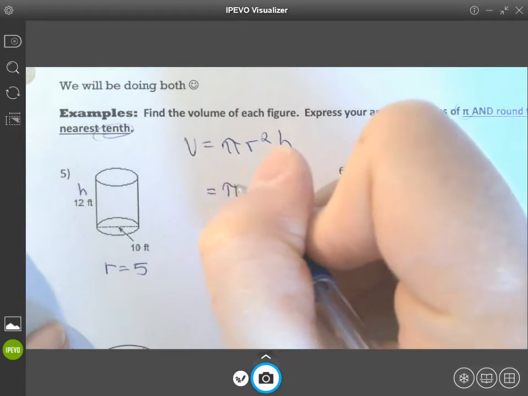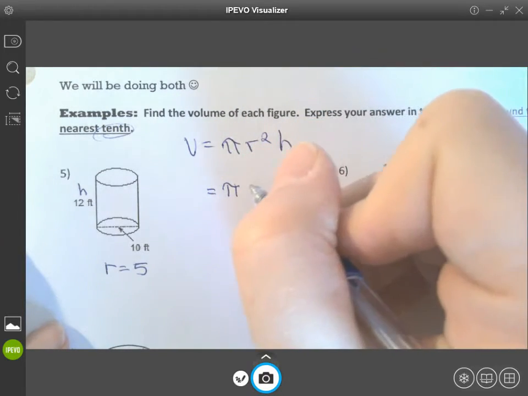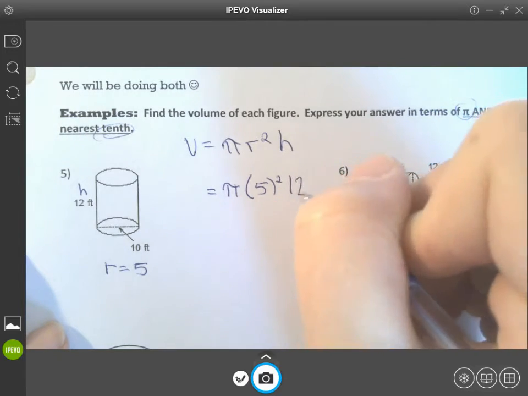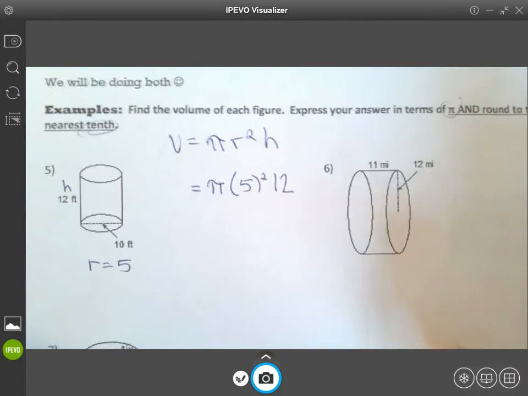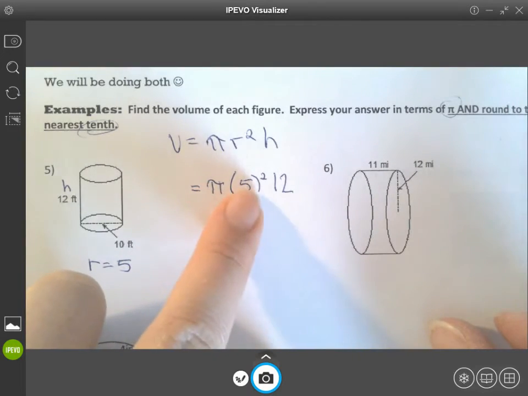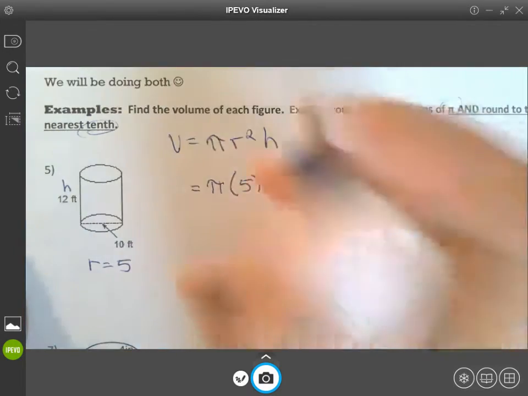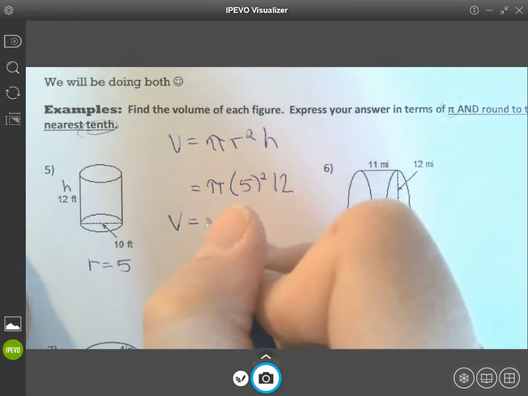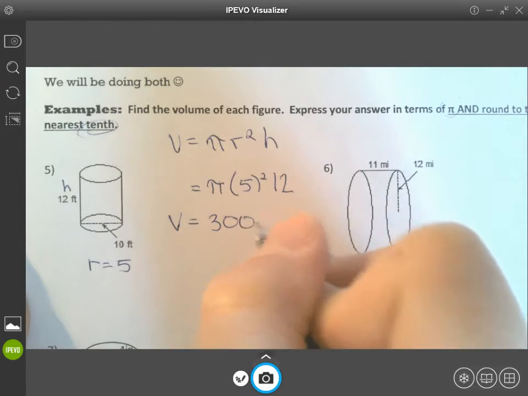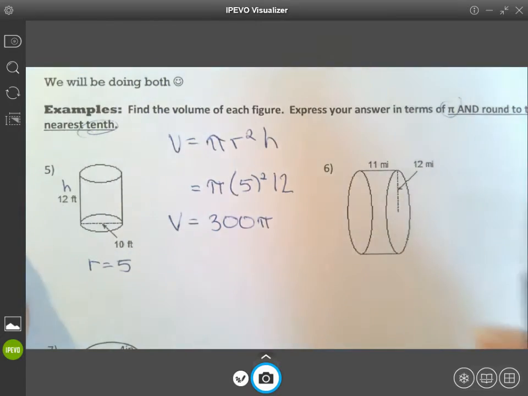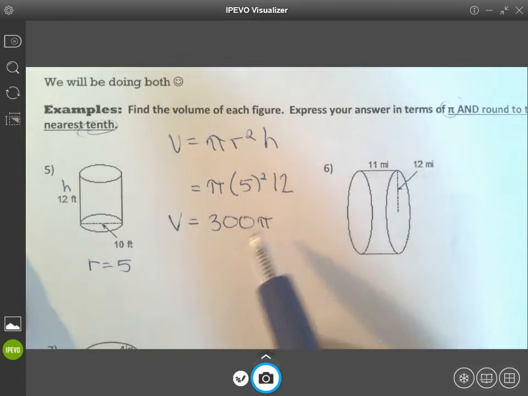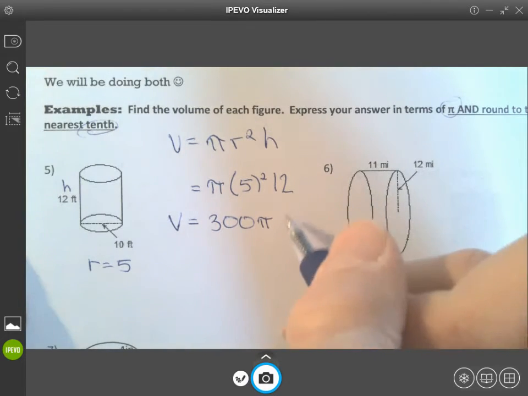It's pi times the radius, which is 5 squared, times the height, which is 12. Okay, now, if we're keeping pi, just leave pi out of it. Type in 5 squared times 12 in your calculator. What is the exact answer? I'm going to go with 300 pi. Very close. 25 times 12, that's what we did. 5 squared times 12 is 300 pi, and we would label it what?